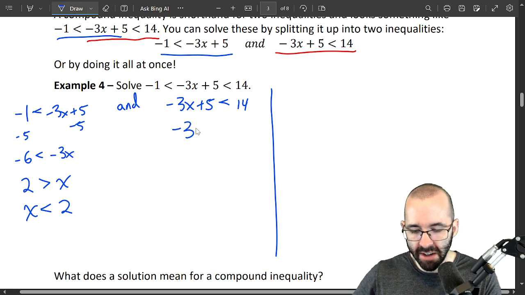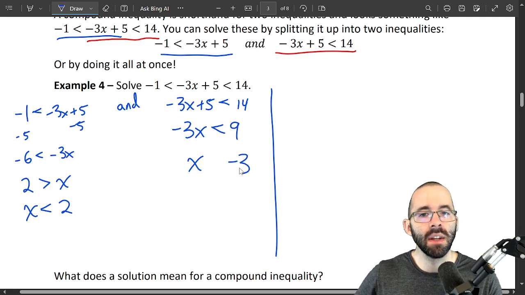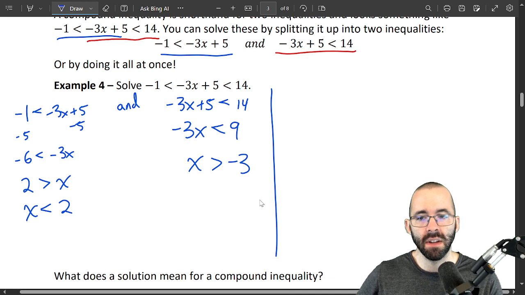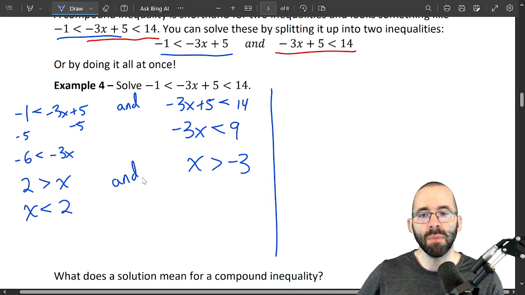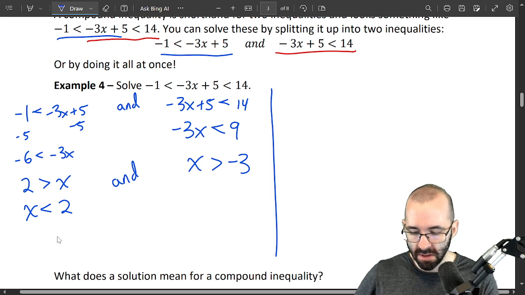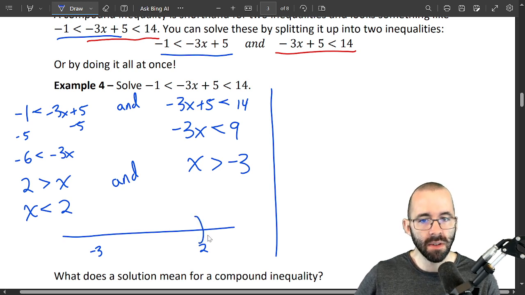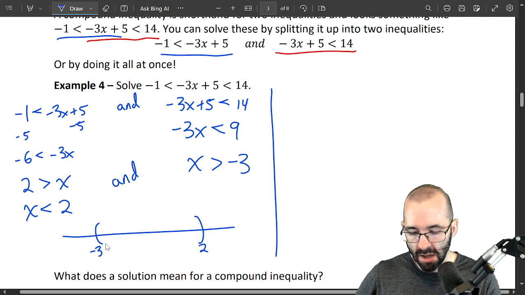Now let's solve the second inequality. Subtract 5 from both sides and divide by -3. Because we divide by a negative number, the inequality reverses. We find the solution is when x is smaller than 2 and bigger than -3. So on the number line, if -3 is over here and 2 is over here, we have to be smaller than 2, open circle or parenthesis, and bigger than -3. And that's our answer: -3 up to 2.